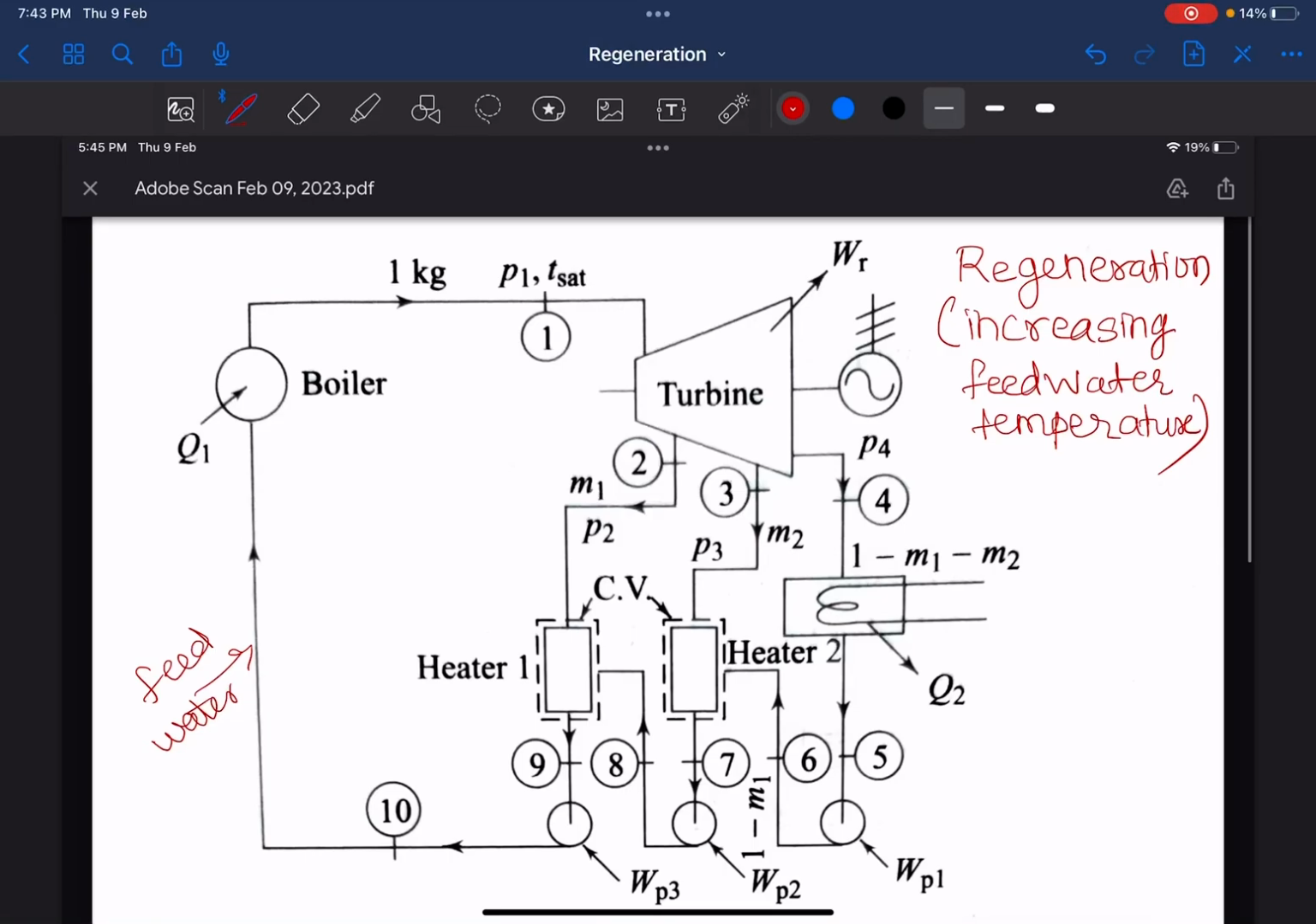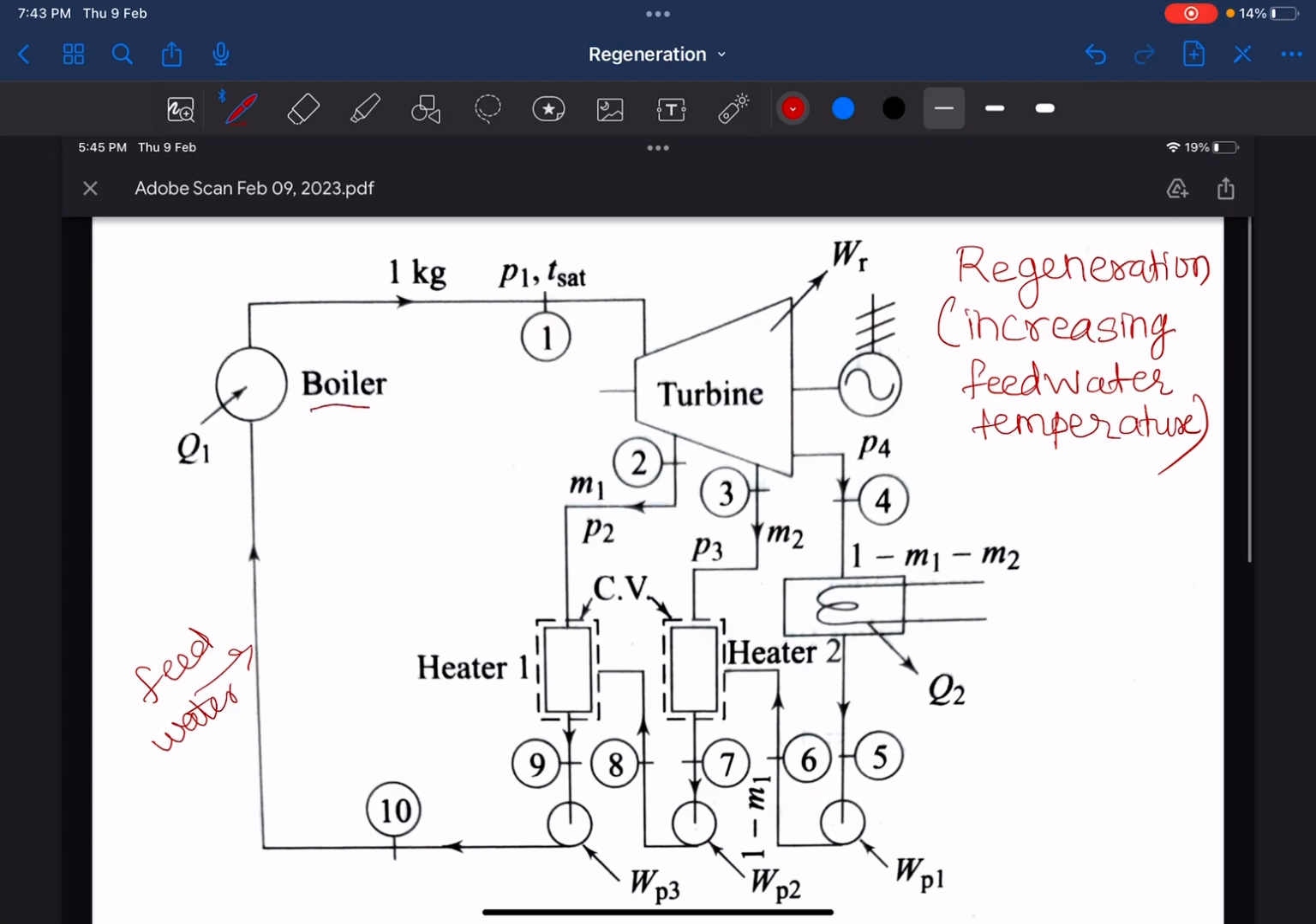Friends, after discussing reheating thermal power plant with reheating arrangement, we are going to discuss a thermal power plant with regeneration arrangement. So what you see here on the screen is a schematic of a thermal power plant with regeneration. Regeneration means you are increasing the temperature of the feed water entering the boiler. So let us try to understand this diagram.